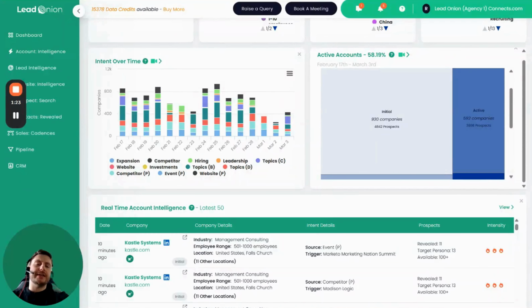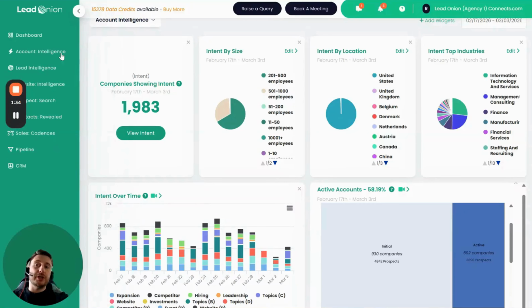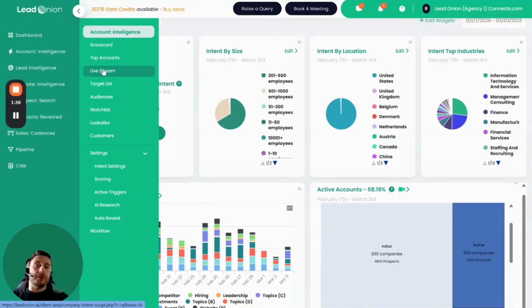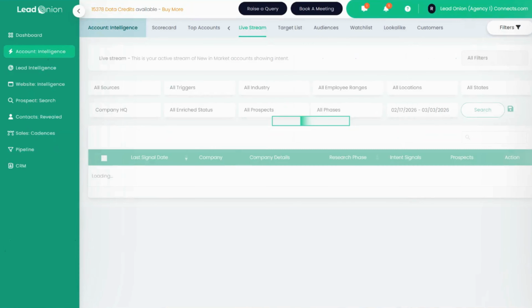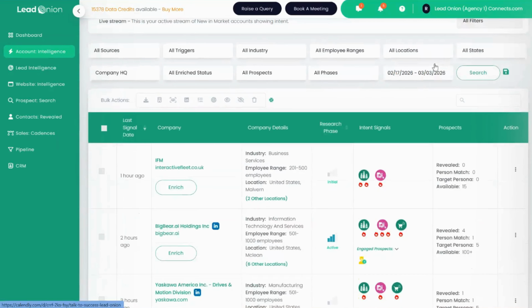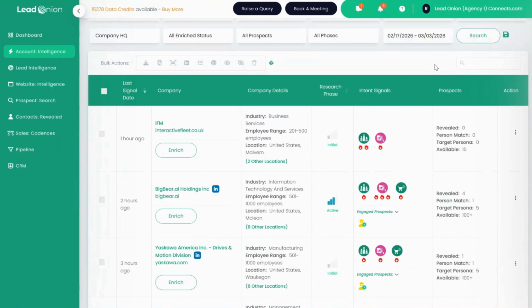And so as Lead Onion identifies companies that are in market for your business, it maps them to a phase of that journey. And you can see this reflected across the platform, but today we're going to look at your streams in order to show this, your intent live stream. Your intent live stream makes up your central database of every account that's showing any form of intent signal for your business. With every account found in your live stream, a research phase is attached to it.